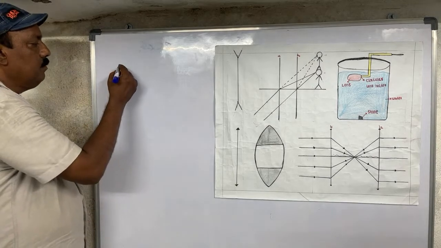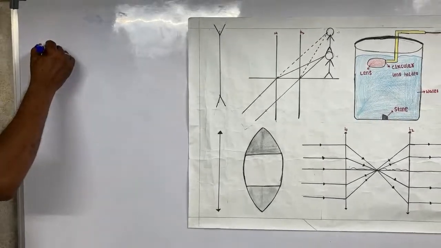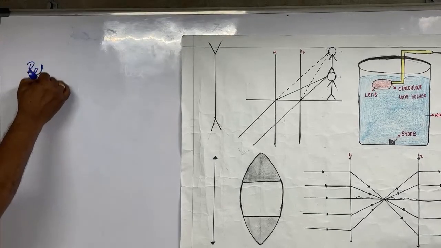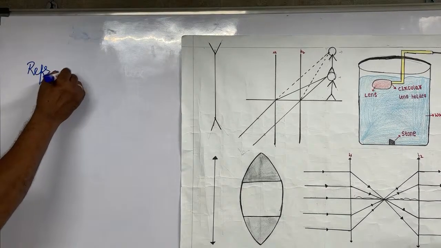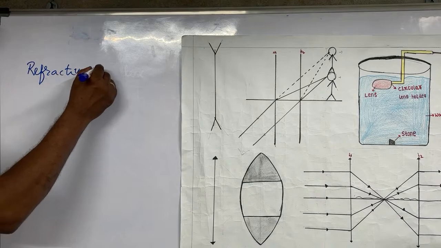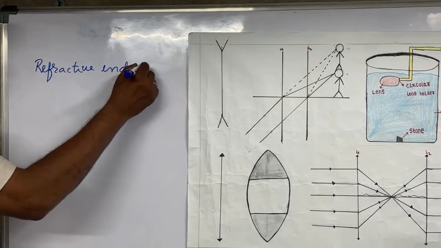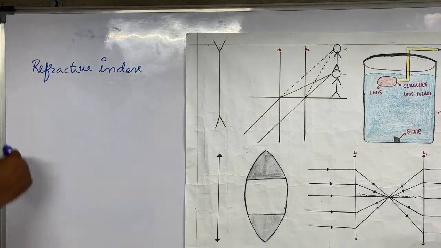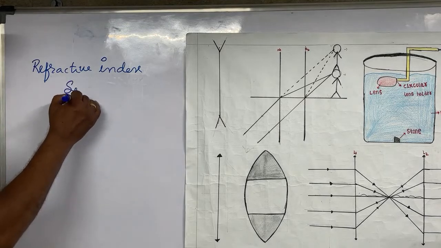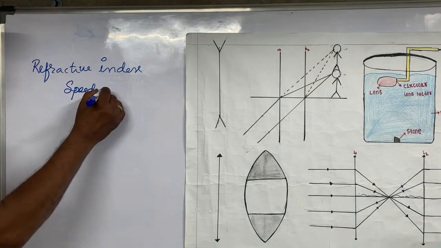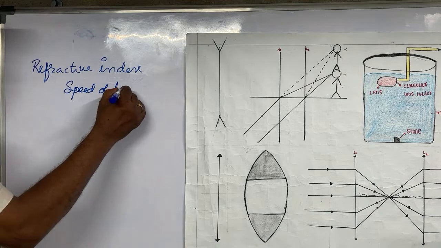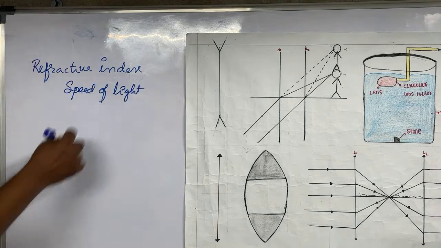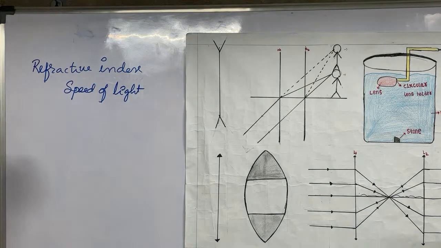Now you can see what is the relation between refractive index and speed of the light. This is a very important question. Speed of the light, you know very well, is 3 into 10 to the power of 8 meters per second.